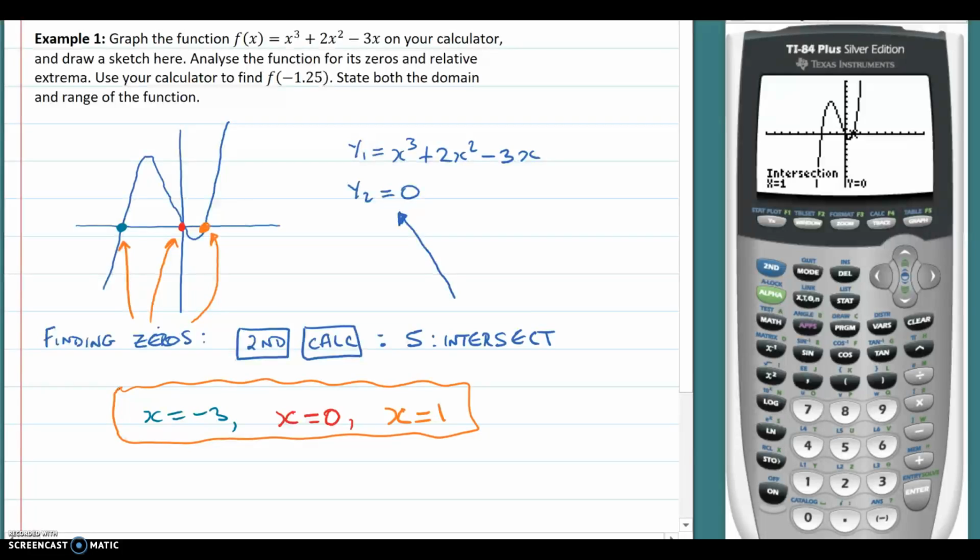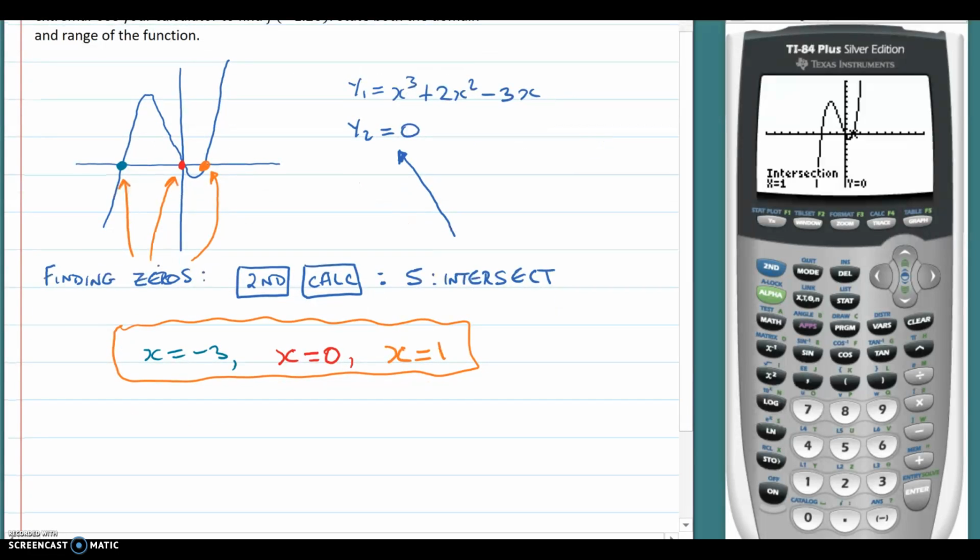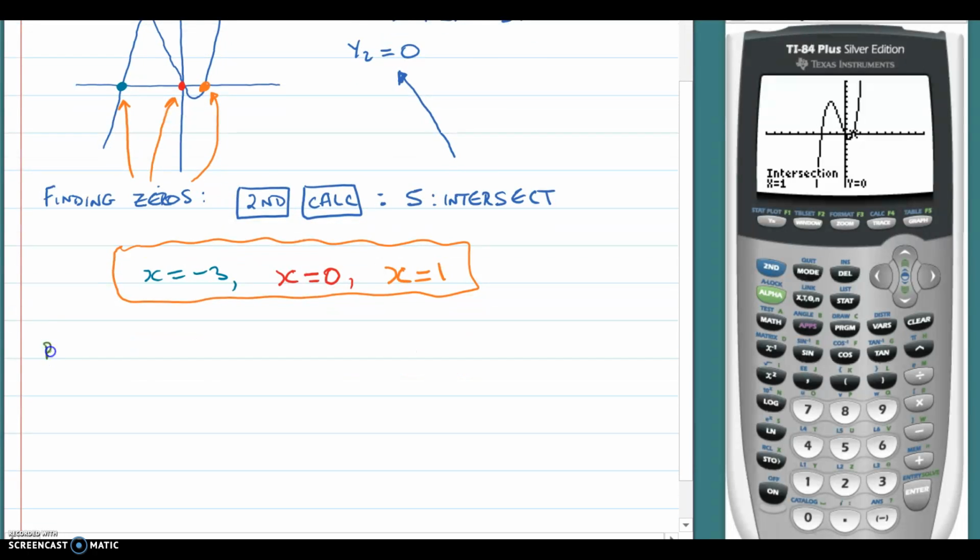Now we're asked to find the relative extrema. Okay, so the relative extrema. What that means are the maxima and minima. In other words, where does this graph reach its highest and lowest points compared to those around them? What are the tops of the hills, the bottoms of the valleys?